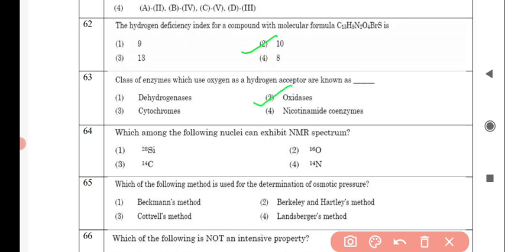Next question is which among the following nuclei can exhibit NMR spectrum, and the correct answer is option number 4, 14N. Next question is which of the following method is used for the determination of osmotic pressure, and the correct answer is option number 2, Workley and Hartley's method.